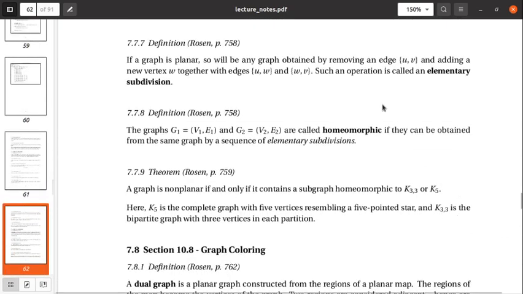Okay, so now we have a definition. If a graph is planar, then any graph obtained by removing an edge which connects vertices U and V, and adding a new vertex W together with the edges UW and WV, such an operation is called an elementary subdivision.